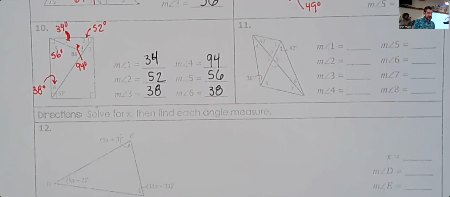So that is number 10. There's a lot of different ways to figure these things out.